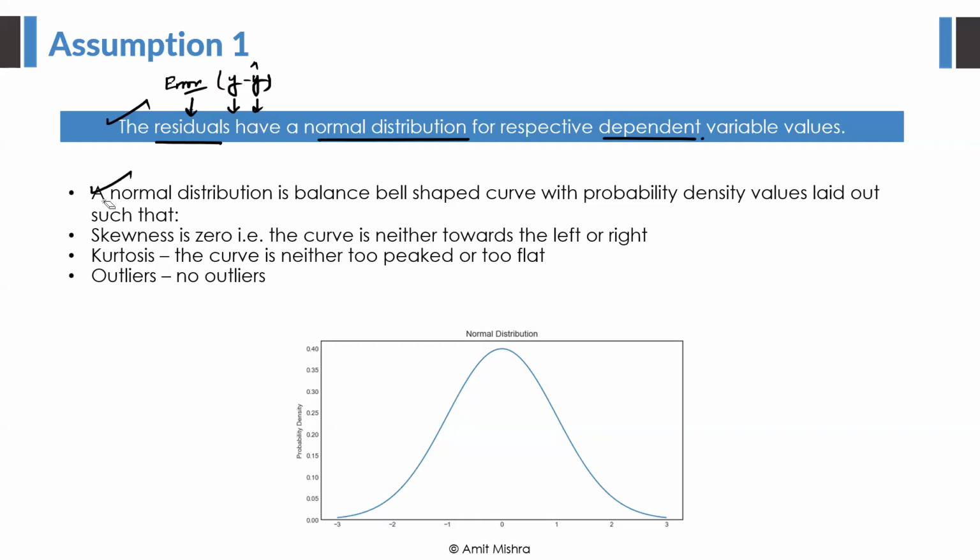Now, normally distributed data is a balanced, bell-shaped curve with one peak and two tails. And most importantly, just to give you one more idea, a normally distributed curve will be symmetrical about the mean. It's symmetrical about the mean.